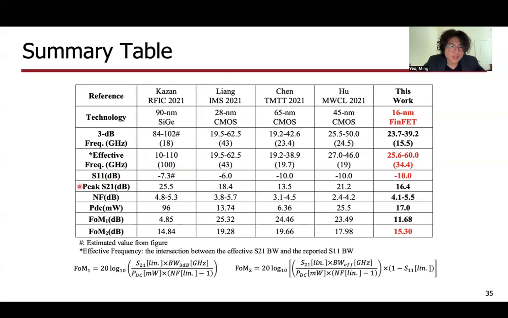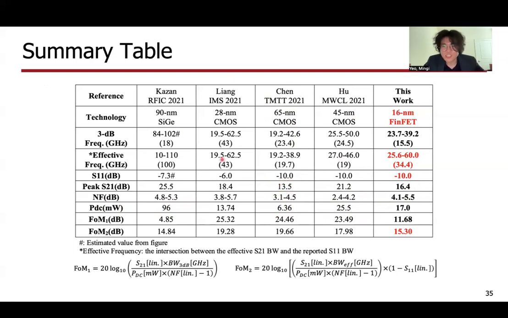And in terms of peak gain, the design by Kazan reported the highest peak gain, but they also consumed much more power relative to everybody else. And in terms of noise figure, Hughes's design in the middle obtained the lowest noise figure, but they also consumed a little more power than everybody else and also reported narrow bandwidth. In terms of power consumption, Chen's design in the third column obtained the lowest power consumption, but they also reported a very low peak gain as well.